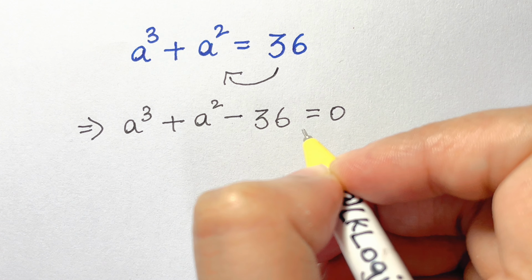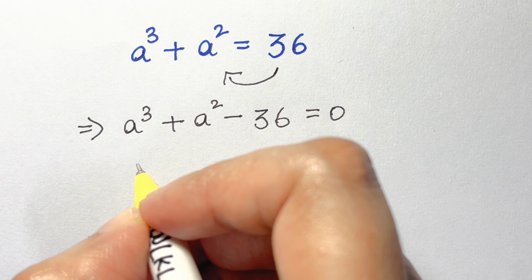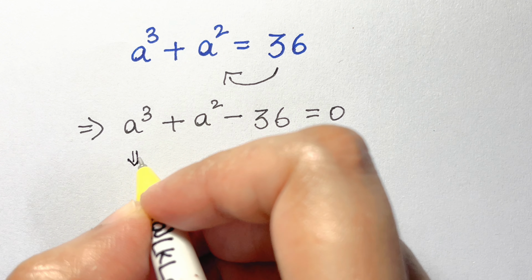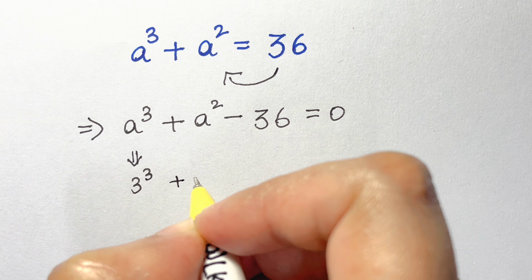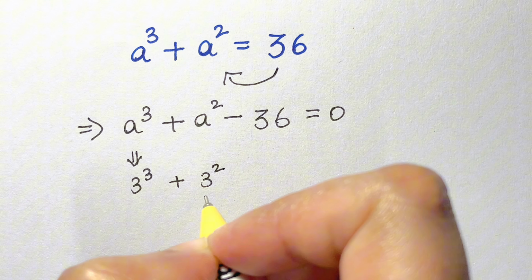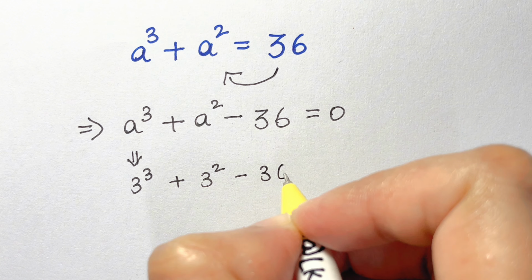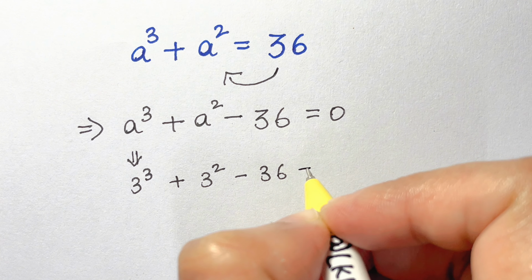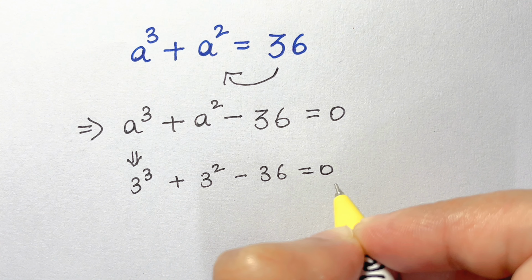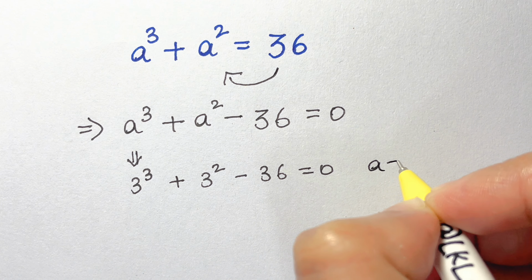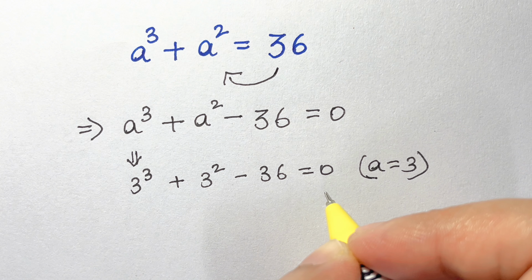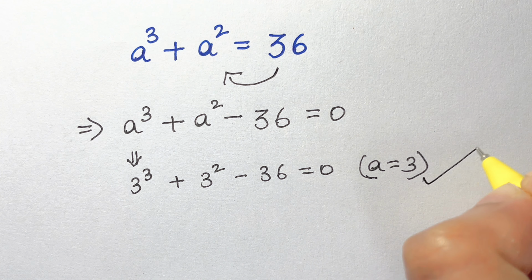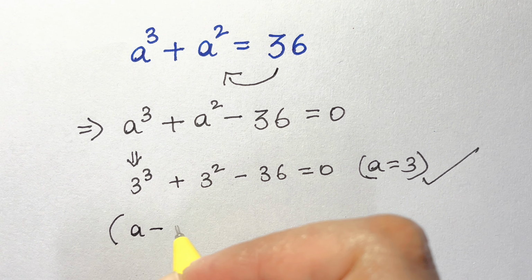So if we put 1, 1 cube plus 1 square minus 36 is not equal to 0. If we put 2, not equal to 0. Let's try with 3: 3 cube plus 3 square minus 36, that will be 27 plus 9 minus 36, and that's equal to 0. So yes, we found a factor, that is a equals 3. So a minus 3 is a factor for this equation. So we're going to use that.